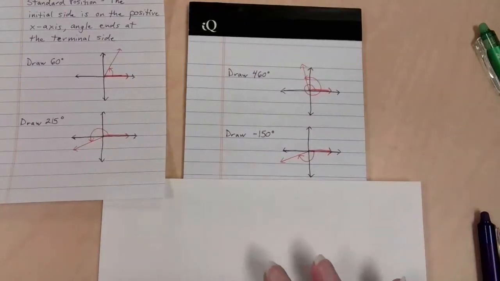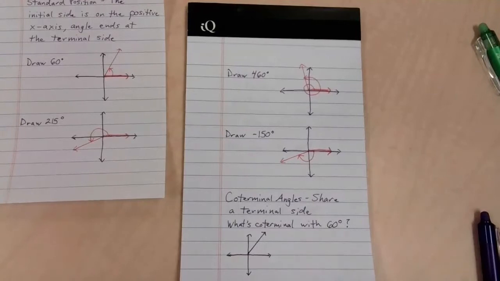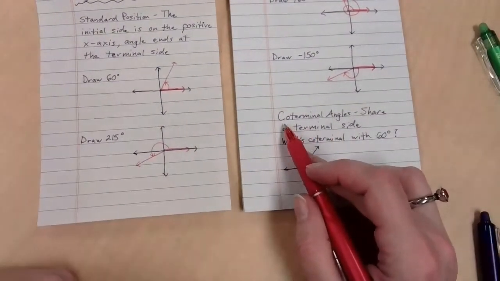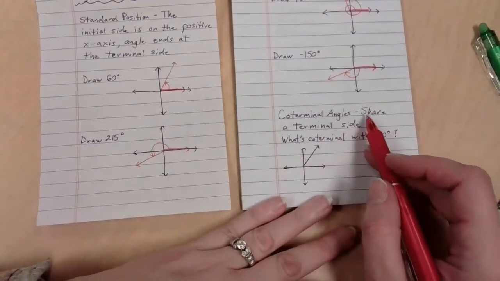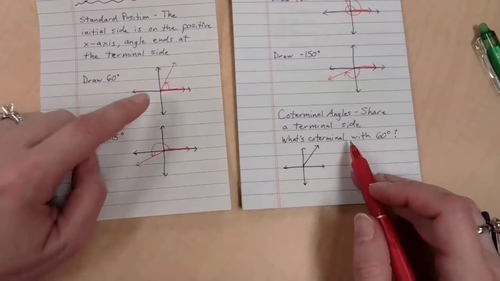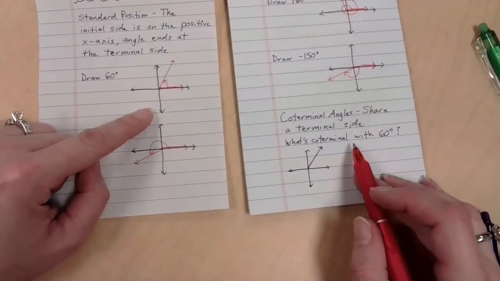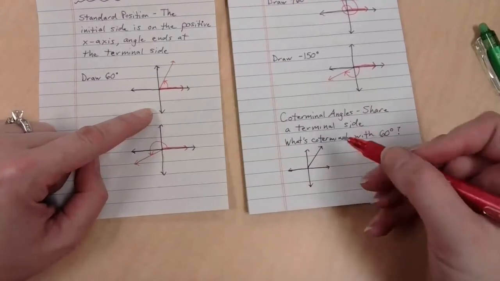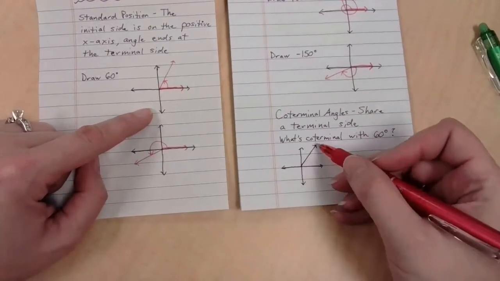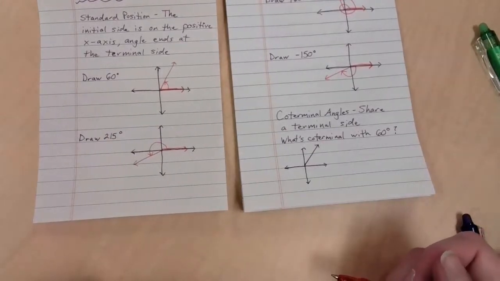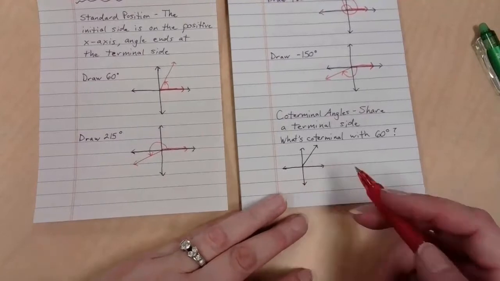All right, something else on this topic, the idea of coterminal angles. Again, words have meanings. The prefix co means to share or to be with, so coterminal angles share a terminal side. So we drew 60 degrees over here. What's going to be coterminal with 60 degrees? Can I come up with another angle, essentially, that has its terminal side right here? That's what 60 looks like. How do I get something that looks like 60 but isn't 60?